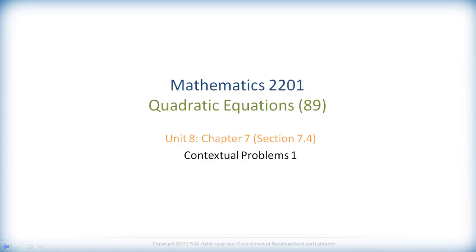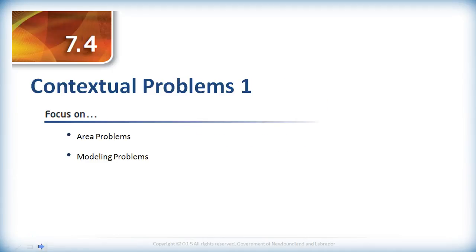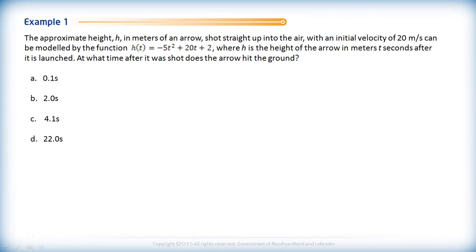All right, folks, now we're going to do some contextual problems in some actual test type questions. Let's take a look at this first one. It says, the approximate height in meters of an arrow that's shot straight up in the air at 20 meters per second initially is given by this equation. At what time after it was shot does the arrow hit the ground?